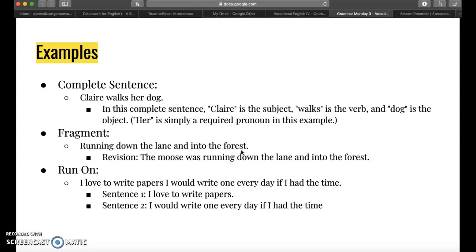And the run-on: I love to write papers. I would write one every day if I had the time. The first sentence states, I love to write papers. The second states, I would write one every day if I had time. Those are two complete sentences that are joined together improperly to create a run-on.